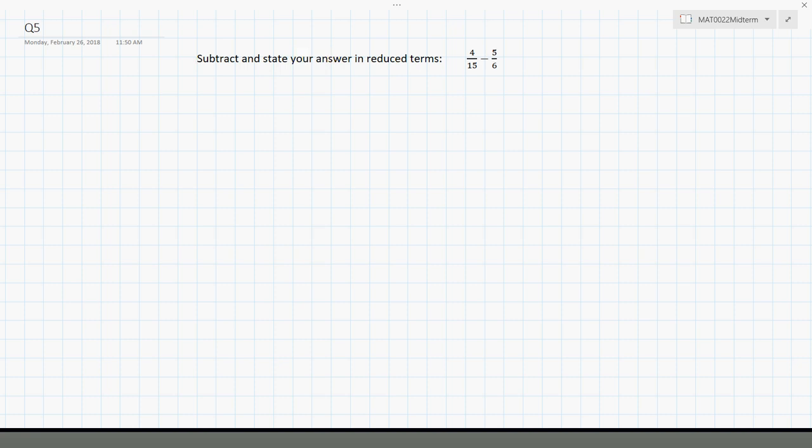No? Okay. Now we're going to come with fractions. Subtract and state your answer in reduced terms. So we need to get them into like terms first, right? What's an easy way to get them into like terms? Find a common denominator. What's the common denominator between 15 and 6?